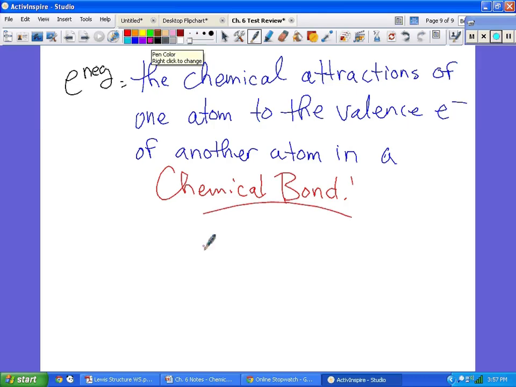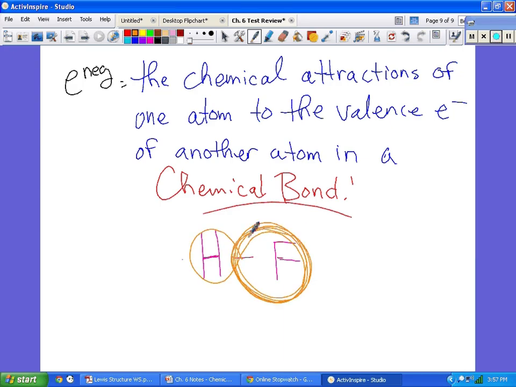When H is bonded to F, what I mean is how attracted is F's nucleus to the valence electrons of H. Now, in this case, we've already said F is the most electronegative. Therefore, how attracted would it be? Very attracted. Okay? And again, I taught you the bully thing. Let's step up and use the chemistry terms. So it's the most electronegative. Again, the key there is it's an attraction in a chemical bond.